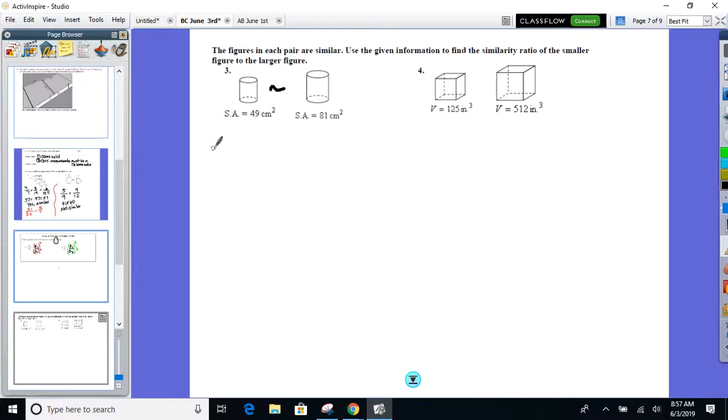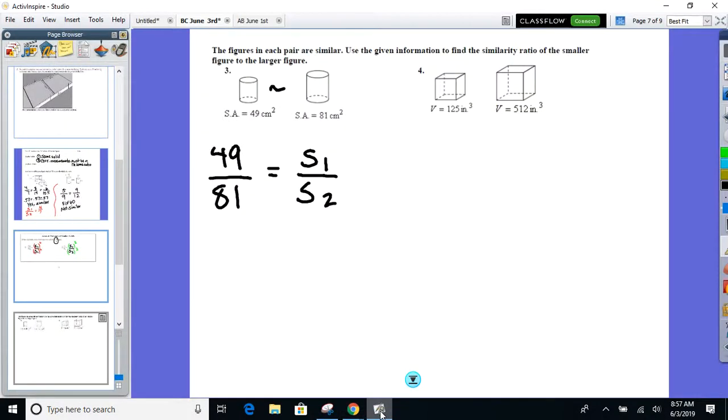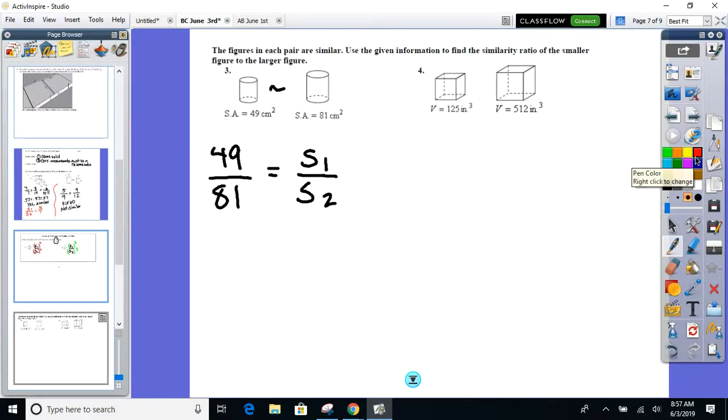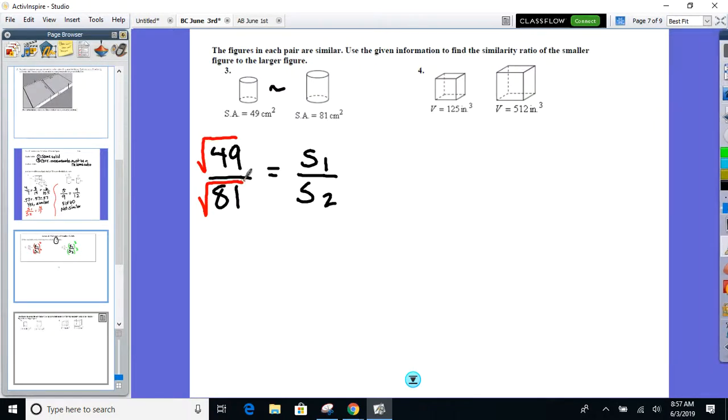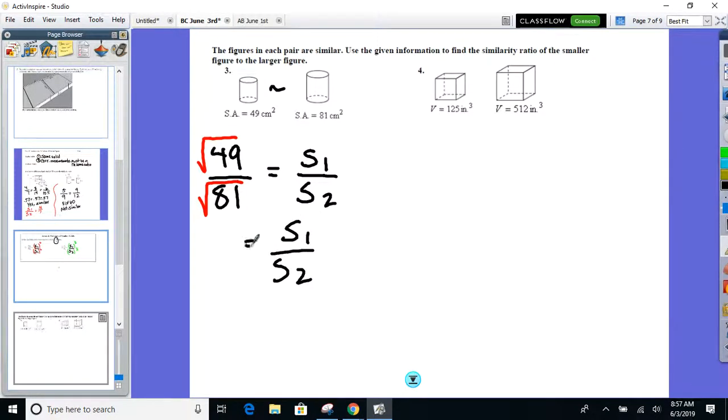So we know the surface area is 49 to 81. But I want the corresponding sides now. The heights, the radii, the diameters. What should I do here to get to that similarity ratio with the 49 and the 81? Any thoughts? Take the square root of both, yep. So the similarity ratio will be 7 to 9.